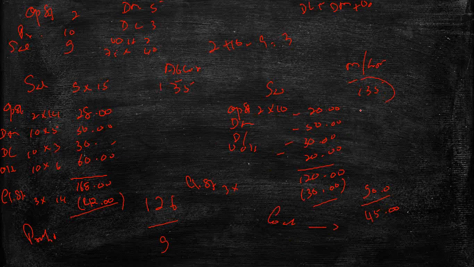Your marginal cost is 90. Total marginal cost is 120, but you have a closing stock of 3, which we value at 10 into 3, 30. So 90. 135 minus 90 is 45. So that is contribution.